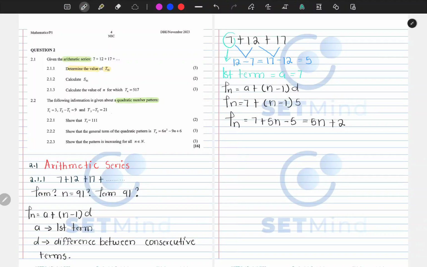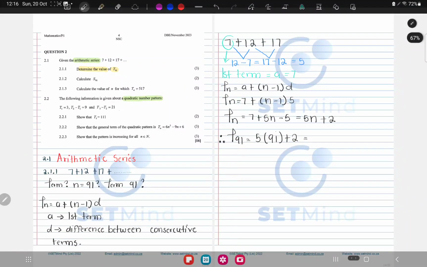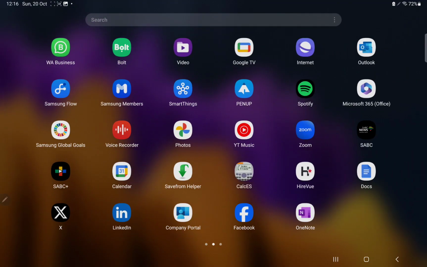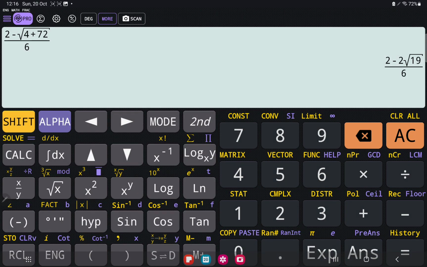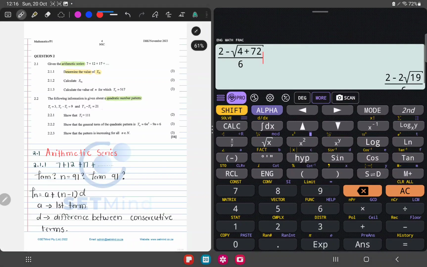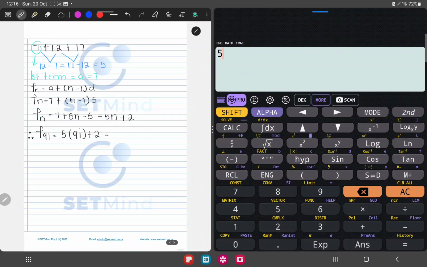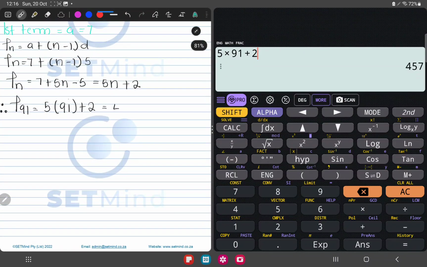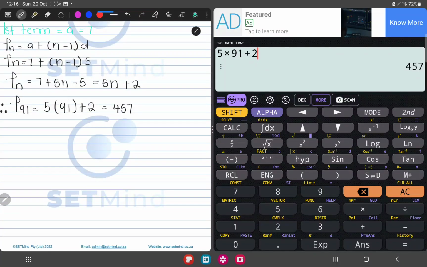Now that we have the equation, we can go ahead and find our T91, which is what we are looking for, which means wherever we see n, we are going to put 91, then plus 2. So let's quickly go to our calculator and see what we get. Okay, so we have 5 multiplied by 91 plus 2, and if you look at our answer, it becomes 457.